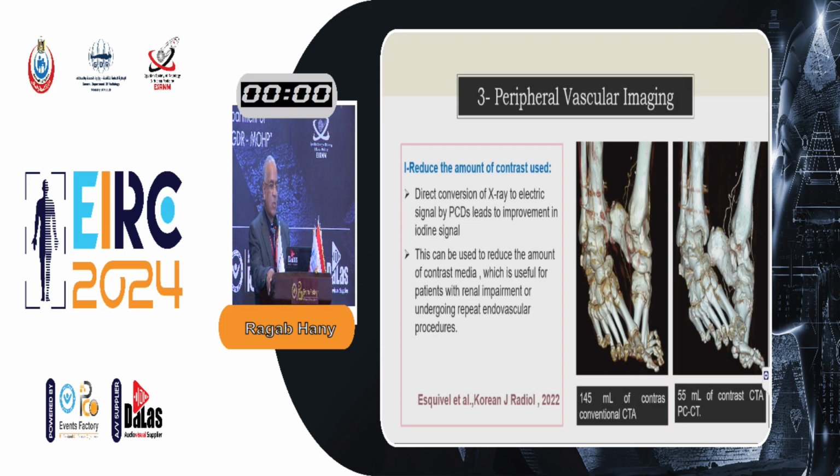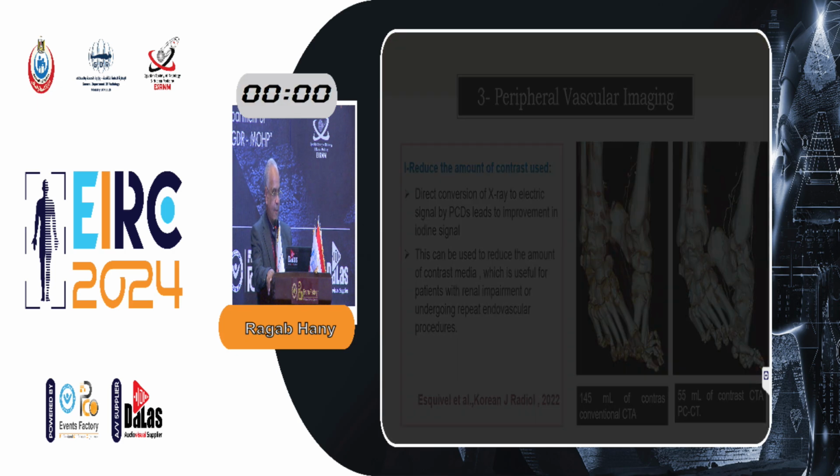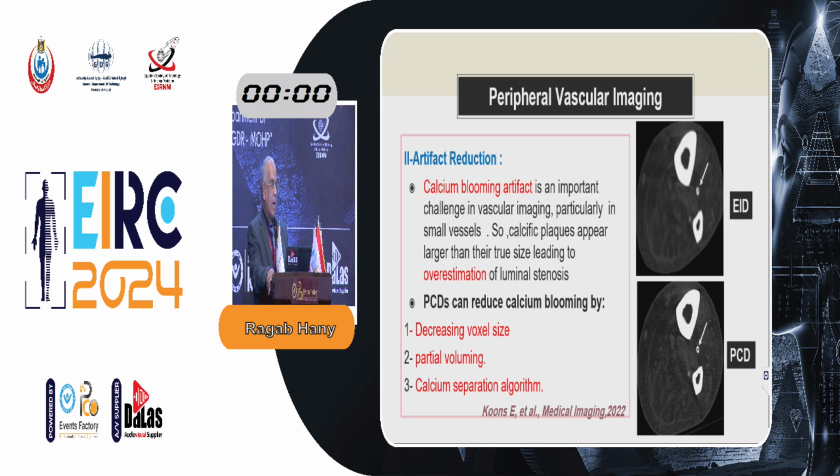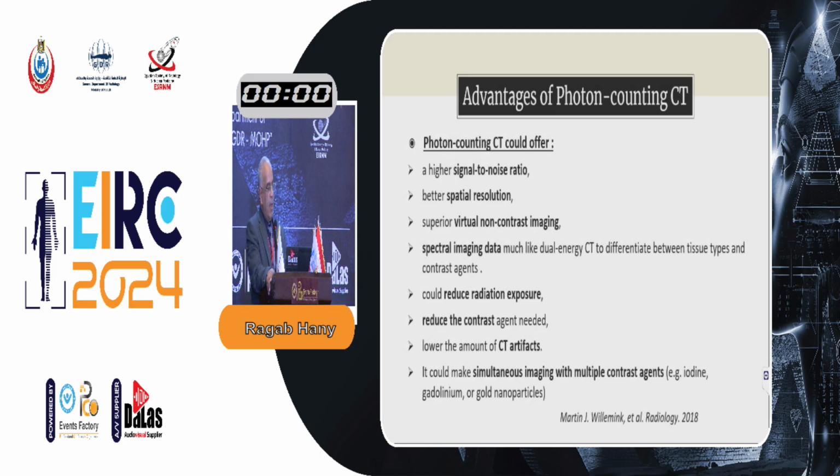This is also very important in peripheral vascular imaging. Here you can compare between the conventional CT scan and the photon counting CT scan. The amount here is 55 milliliters. Here the amount is triple the amount of contrast. Even the blooming artifacts are less in the photon counting CT scan. Here we can see the calcified wall appears thicker, and so it obscures the lumen of the vessels.